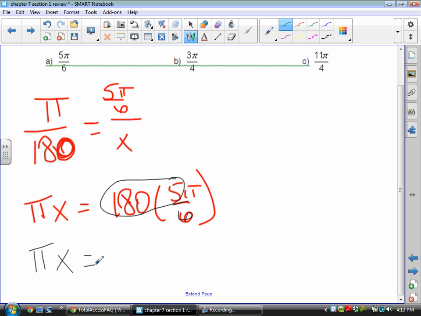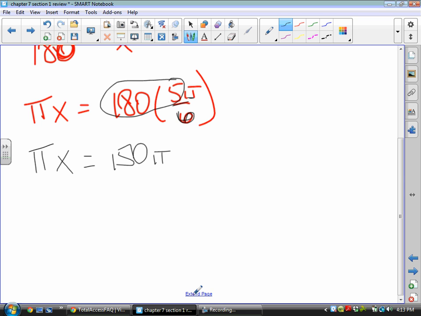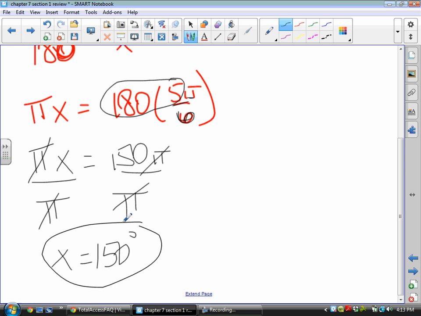So I'm going to take pi x over here, 180 times 5, and divide that number by 6. I'm going to end up having 150, and I still have my pi. So if I divide both sides by pi, I'm just going to be left with my degree equivalent. So x is 150 degrees. Same proportion, you're just filling in the opposite part of the fraction.